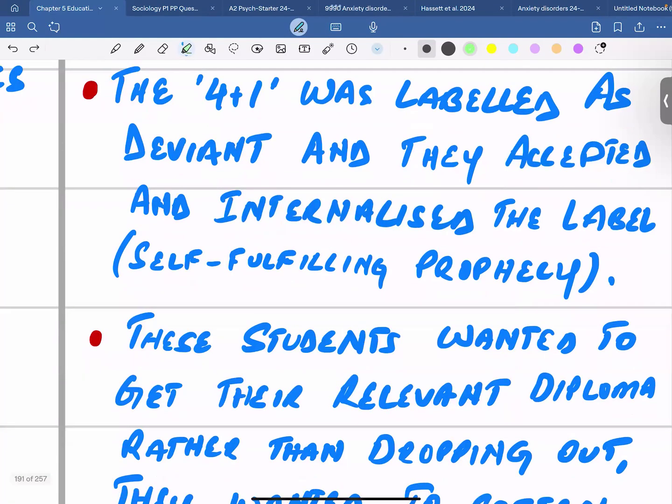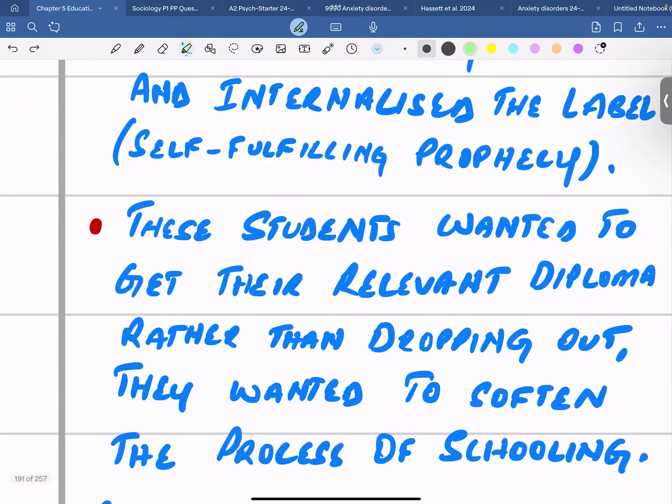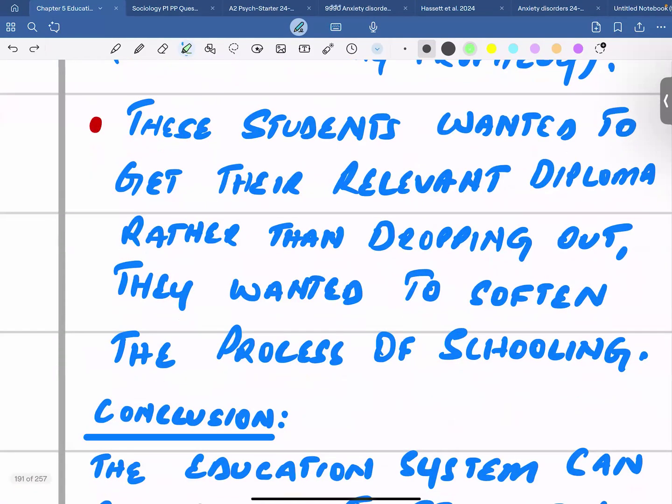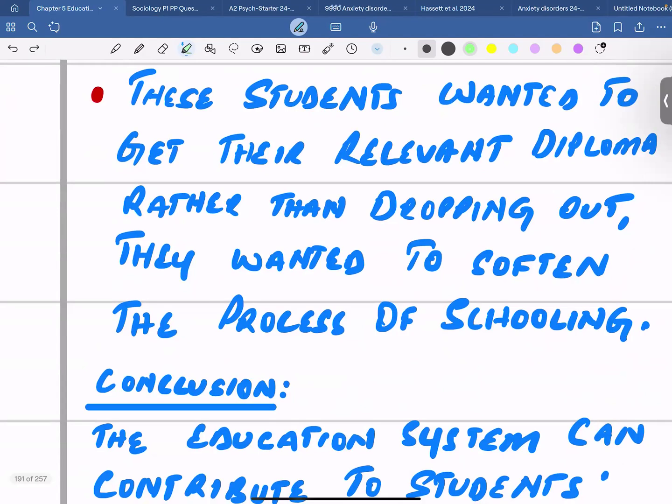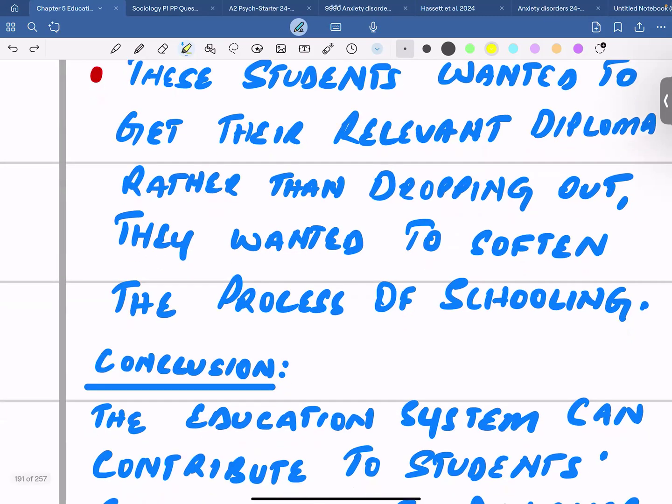These young students wanted to get the relevant diploma. It's not that these young kids did not want to study. I mean, they did not want to be referred to as a dropout. They wanted to receive that relevant diploma, but they wanted the school process to soften a bit. The experience of schooling for them was a bit too harsh. The experience of schooling for them was actually too demanding, and they were not ready to put in efforts accordingly.